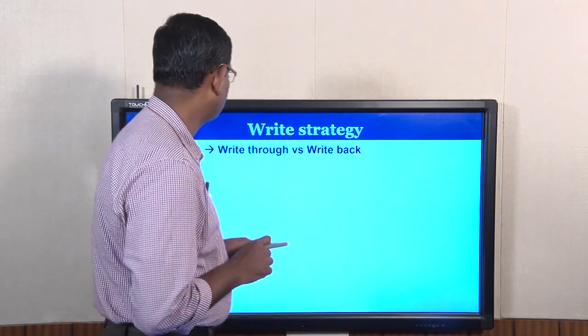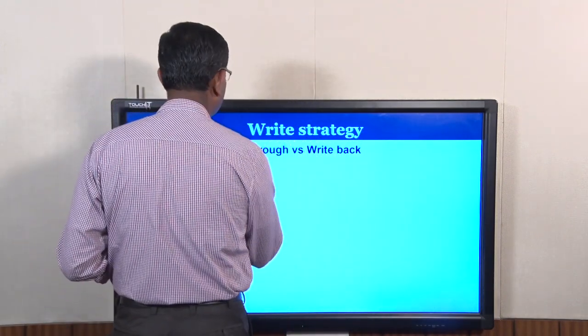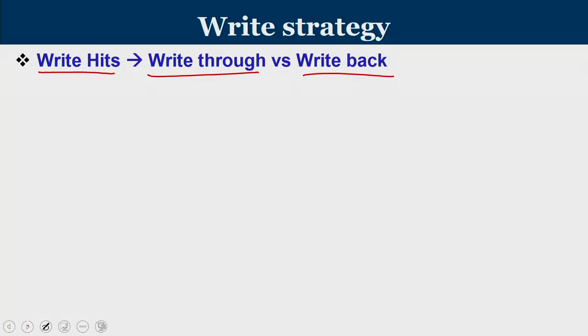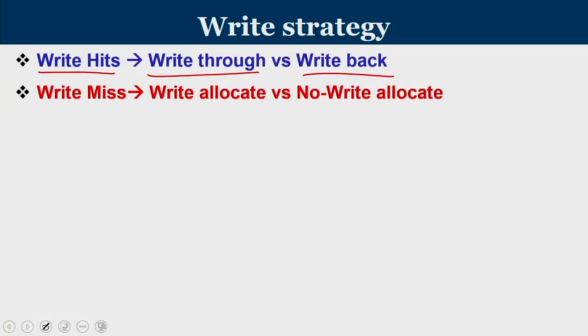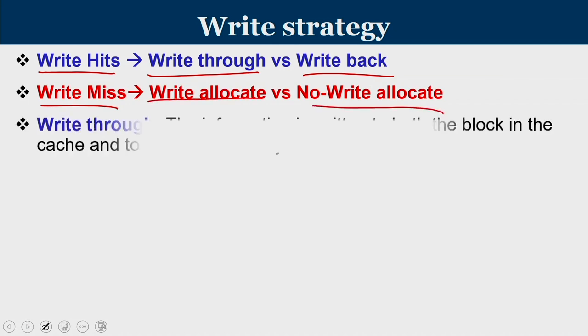First, based upon what we do on write hits, caches are divided into two: write back cache and write through cache. So, based on write hits, you have write through versus write back cache. And based on write miss, caches are of two types: write allocate caches and no write allocate caches.